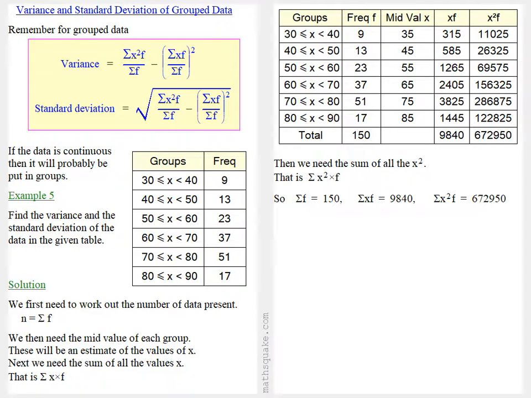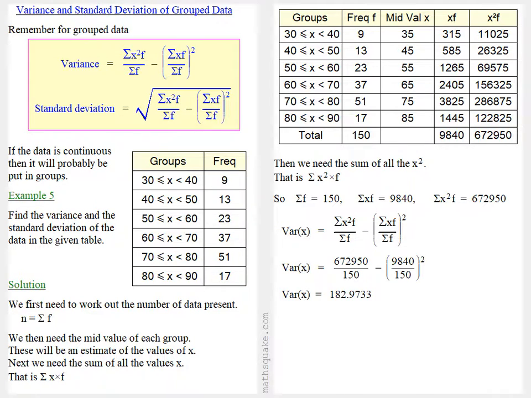So sigma f is 150, sigma xf is 9,840, and sigma x squared f is 672,950. Well, we can substitute them in the formula for the variance, and that works out to be 182.9733. So the standard deviation is the square root of that, which works out to be 13.52676. And so we can say the standard deviation is 13.5 to 1 decimal place.